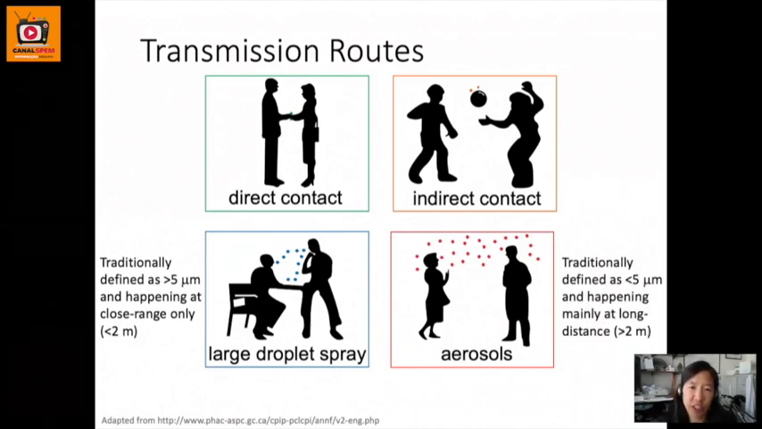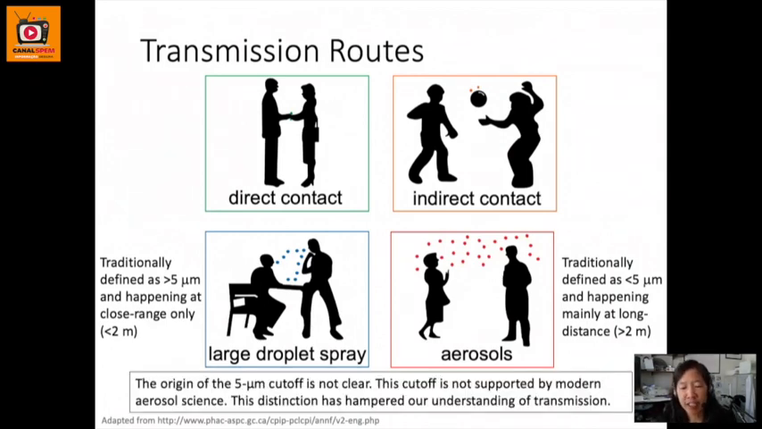So these are traditionally defined as being smaller than 5 microns, and this transmission mode is thought to happen mainly at long distance. But I think that's because the only way to really prove it epidemiologically is to observe that transmission has occurred at long distance, but that doesn't mean it isn't happening at shorter distances also.